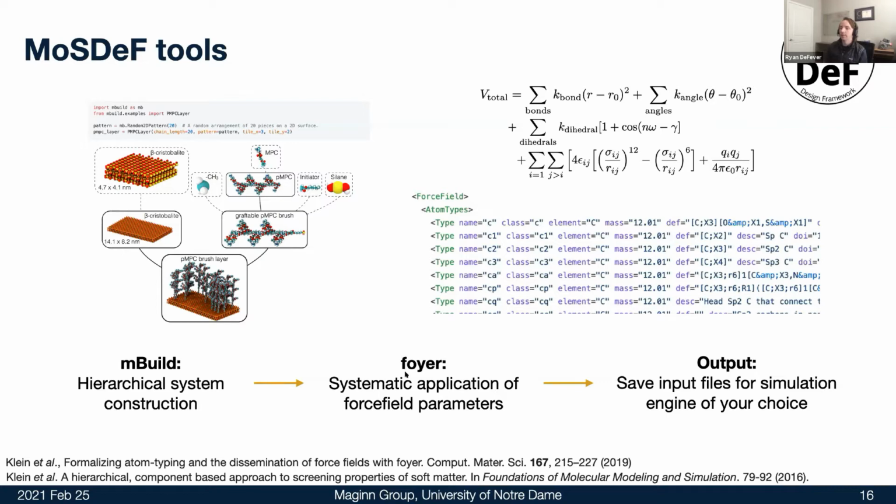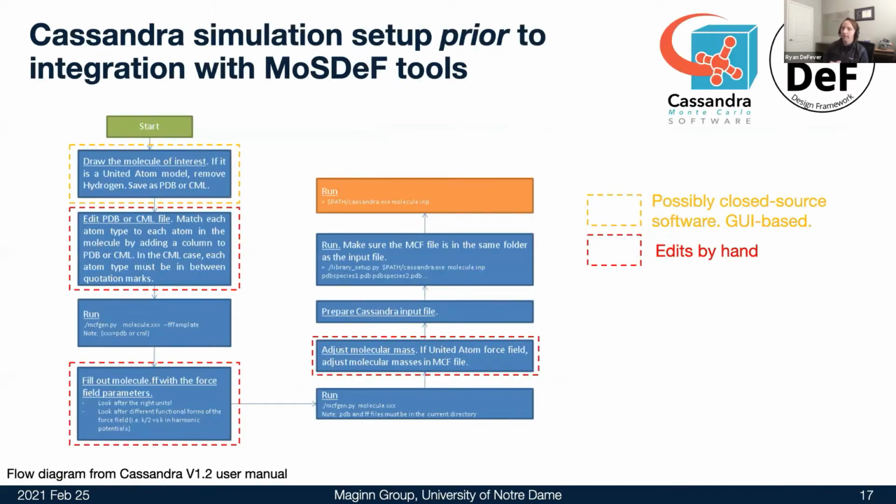So the goal of this is to make those steps more consistent and make it really easy to share the exact force field parameters you used, and also support more interoperability between different simulation engines, because once you have a system that you've parameterized in Foyer, you can save input files for different engines, all from the same starting point.